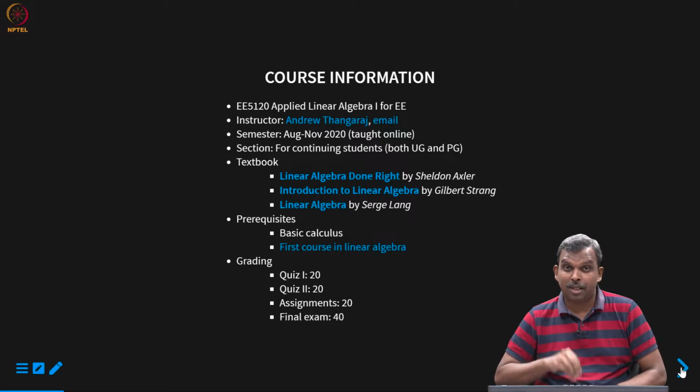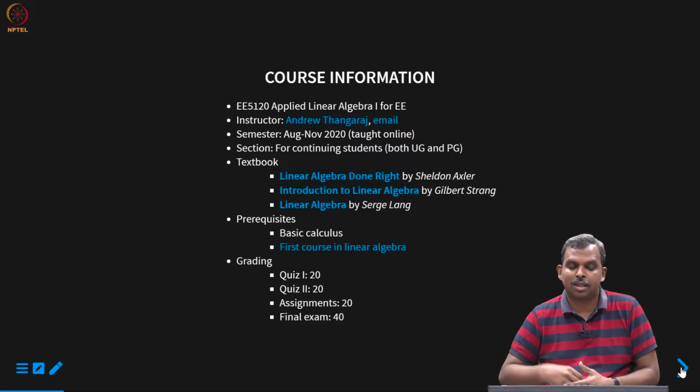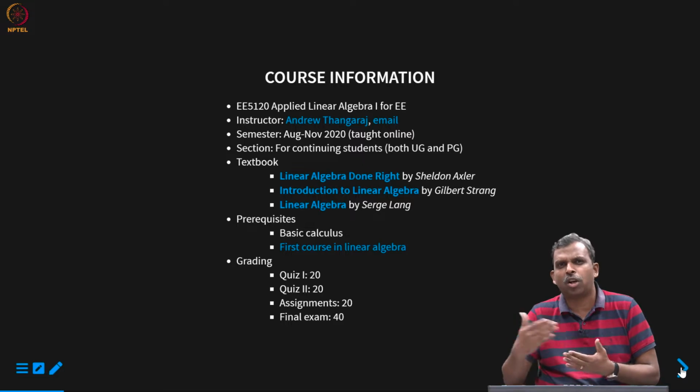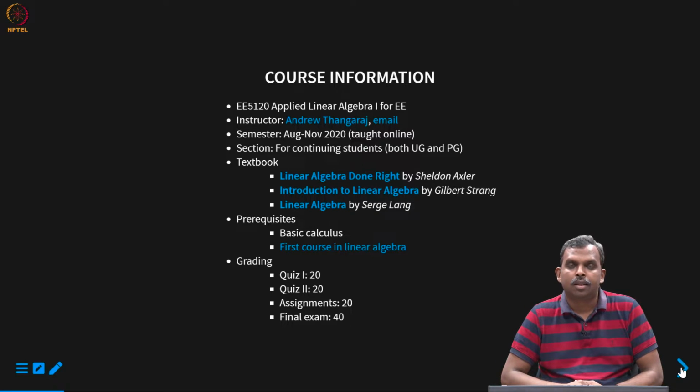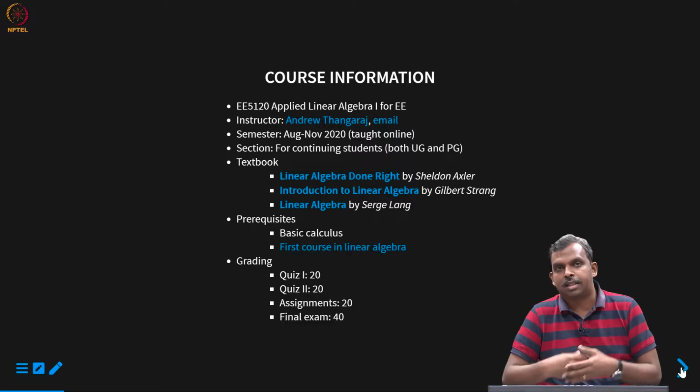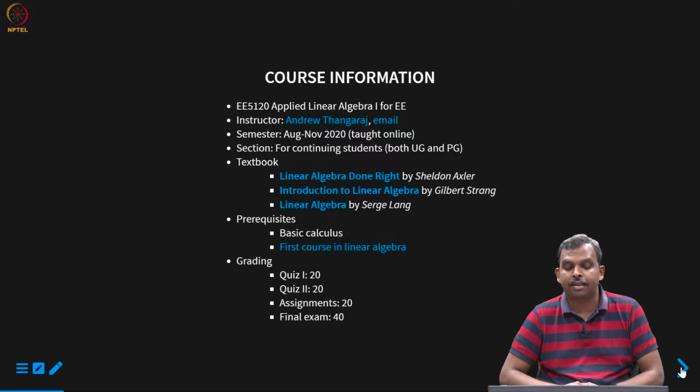The semester that I'm teaching this course is the August-November semester, and it's being taught completely online because of the limitations for students to come to campus. The section I'm dealing with here is basically for continuing students. So this course is primarily taught for entering MS and PhD students and some advanced undergraduate students who want to take it as an elective.